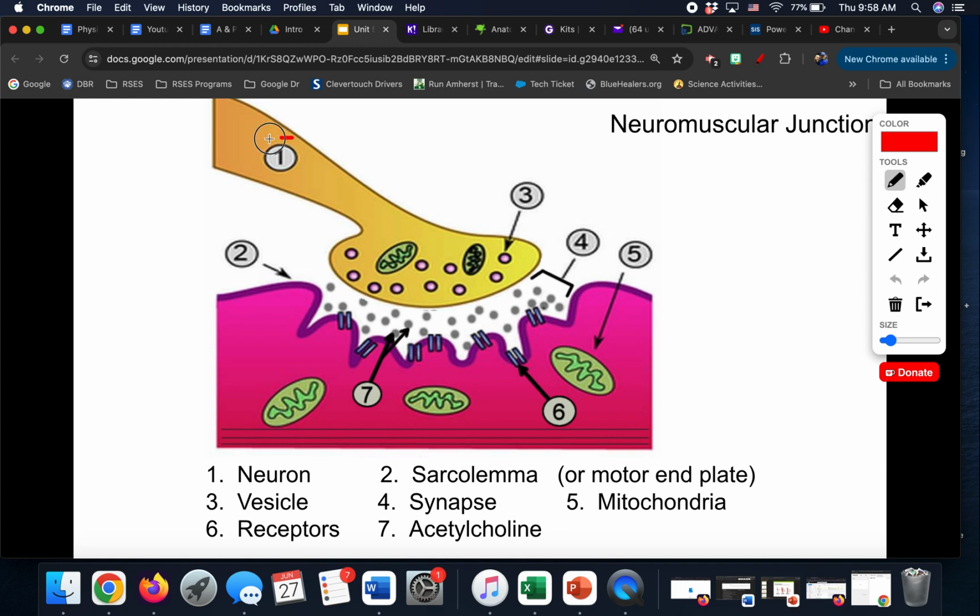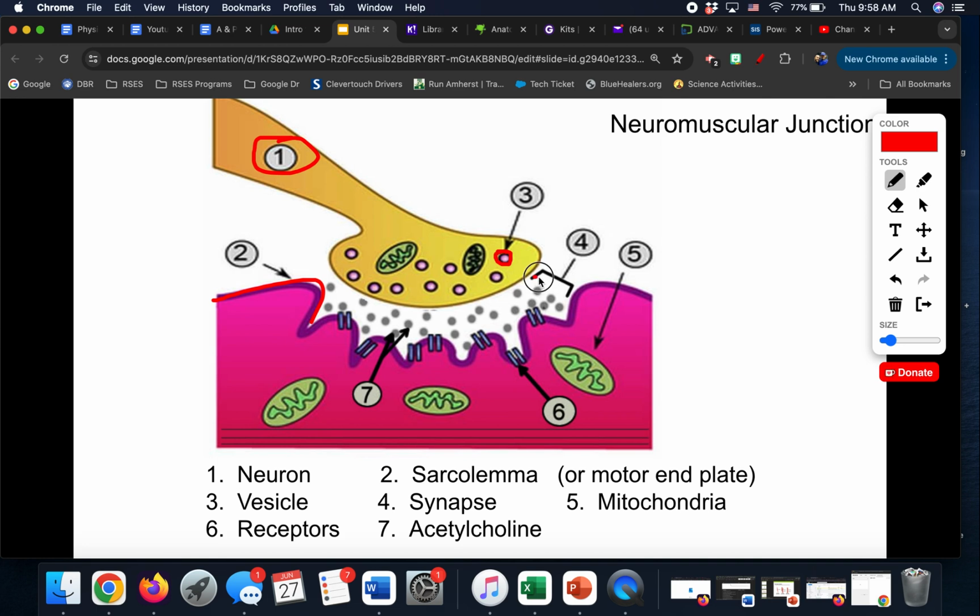So if we look at this picture, some of the key terms here. Number one is a neuron. So a nerve cell. We'll learn plenty about those when we get to the nervous system. Number two, well, we already know that. What surrounds muscle cells? Sarcolemma. So that's nothing new there. Three, a vesicle is really just something surrounded by a membrane that contains something. In this case, it's containing neurotransmitters. So these are synaptic vesicles.